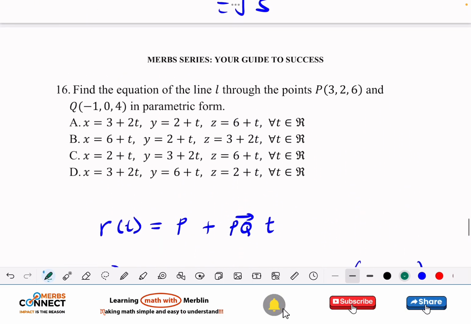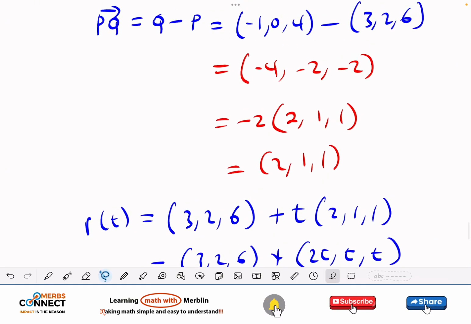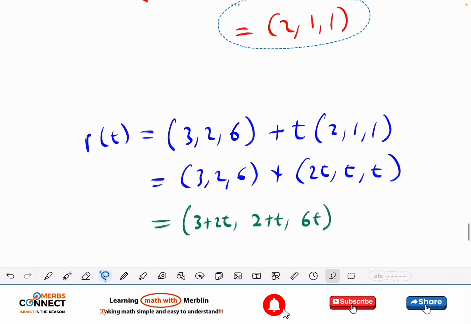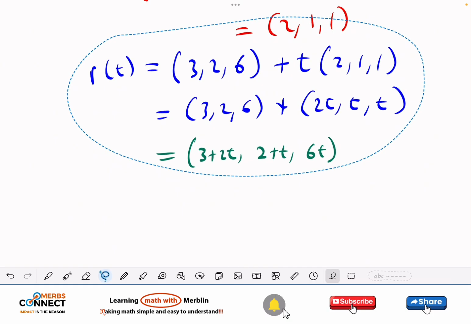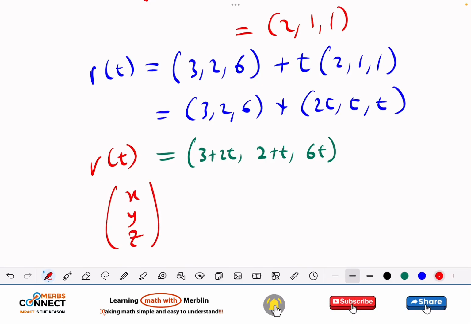Now, what is the solution here? Don't forget that we can write this one as, let me move this here small so that I don't create another space. Good. Now R of t can be written as x, y, z, and this is the same as 3 plus 2t, 2 plus t, and 6 plus t.